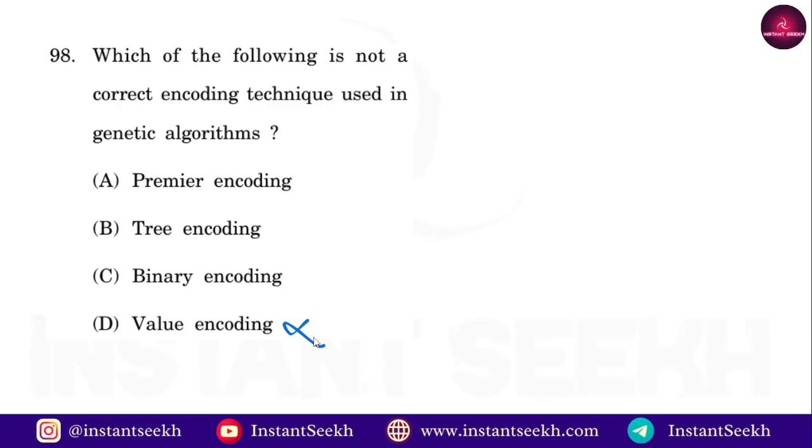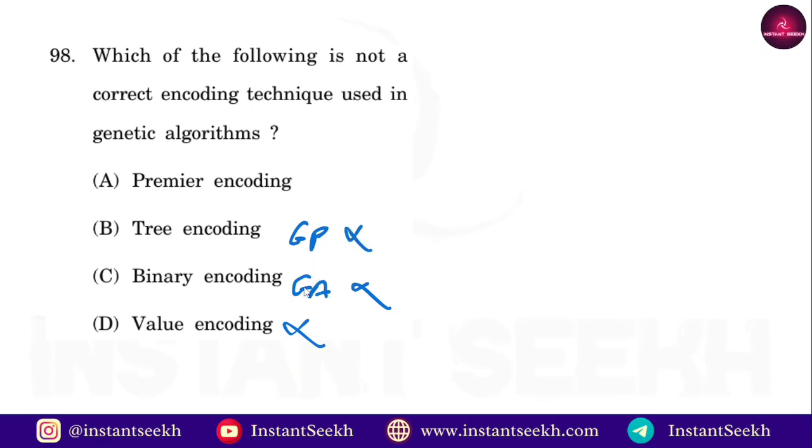Option C, binary encoding, is mostly used in GA encoding, with chromosomes as bit strings. So this is also not the right answer. Next, tree encoding is used in GP, that is genetic programming. So this is also not the right answer.